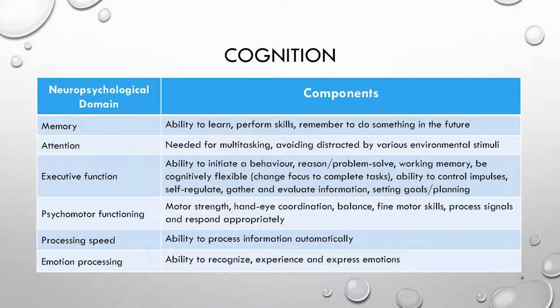Some of the things that are looked at when we look at someone's cognitive functioning are memory, their ability to learn, perform tasks, remember to do something in the future, and attention, so all the focusing on what I'm saying right now, and switching attention. Executive functioning describes a large group of abilities: initiating a behavior, problem solving, being able to look at something and think abstractly about options, cognitive flexibility, controlling impulses, self-regulation, gathering and evaluating information, setting goals, planning our day, making bigger plans, right?